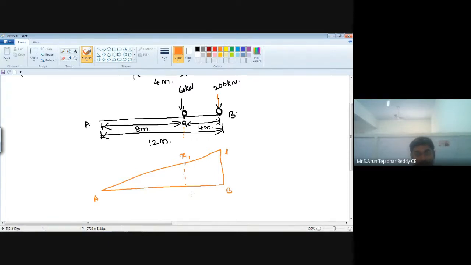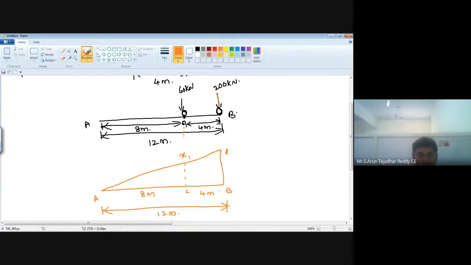Okay. Now from here to here it is 4 meter, C to B 4 meter. A to C 8 meter. Now the total span is 12 meter.